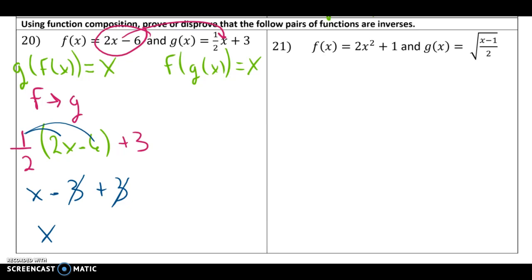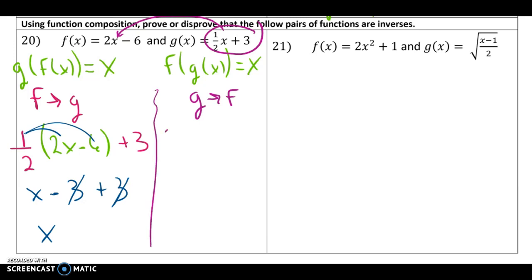So now what I'm going to do is the opposite. Now I'm going to take g and put it into f. So g is going to go into f. So this time up here, this will go in here. So the 2 is there. Let's separate this out. In for x will go 1/2 x plus 3. And then I still have the -6.